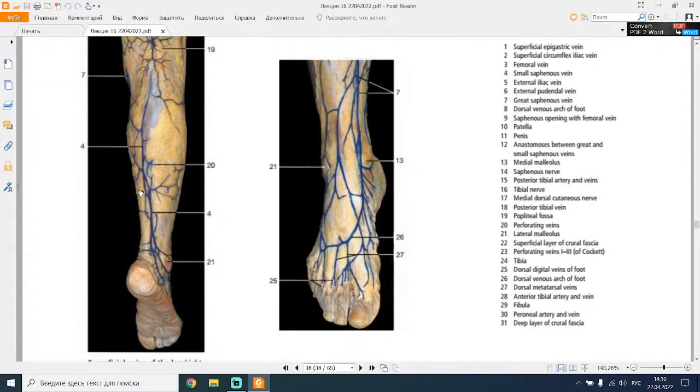You see vena saphena parva. This is popliteal vena, this is vena saphena magna. These are branches of vena saphena parva, which anastomose with vena saphena magna. What you see is vena saphena magna.